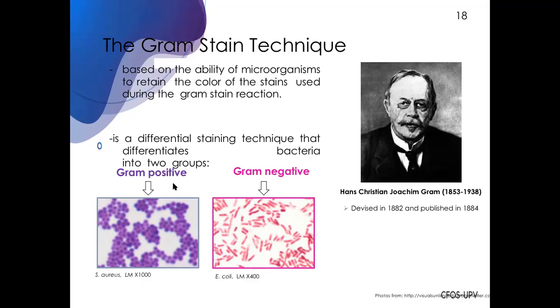Okay, so the gram stain technique is based on the ability of microorganisms to retain the color of the stains used during the gram stain reaction. This technique was developed by Hans Christian Gram, and his publication came out in 1884. It is a very important preliminary step in the initial characterization and classification of bacteria, a key procedure in identification, especially in laboratories. If you want to identify what causes a disease or illness, by using the gram stain technique you can already classify the organism by its major classification, whether gram-positive or gram-negative.